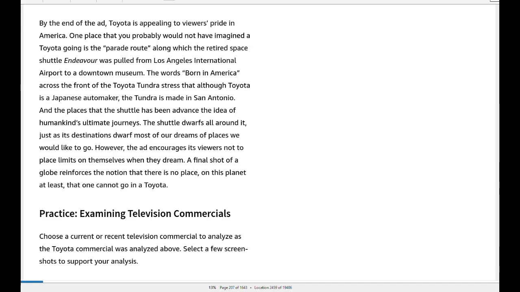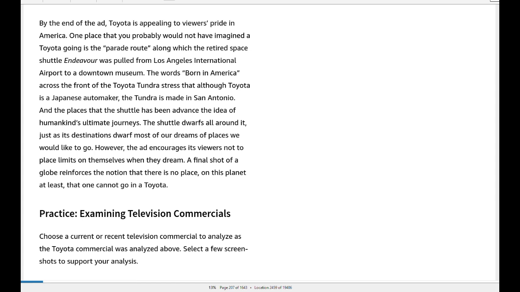By the end of the ad, Toyota is appealing to viewers' pride in America. One place you probably would not have imagined a Toyota going is the parade route along which the retired space shuttle Endeavour was pulled from Los Angeles International Airport to a downtown museum. The words "Born in America" across the front of the Toyota Tundra stress that although Toyota is a Japanese automaker, the Tundra was made in San Antonio.